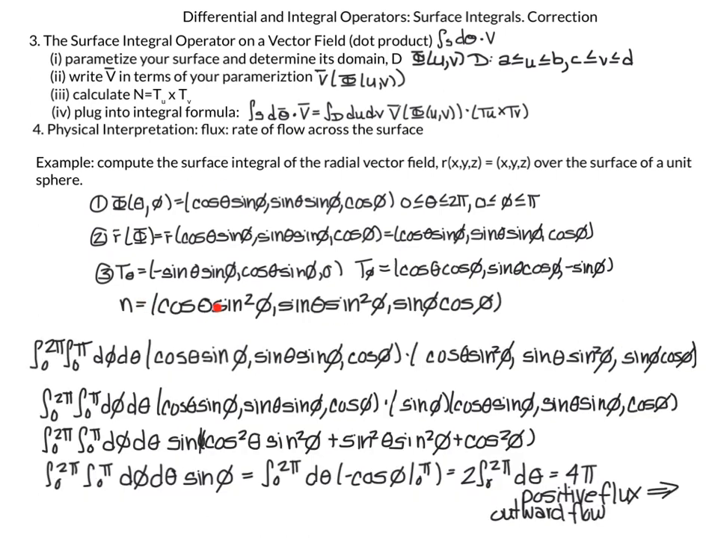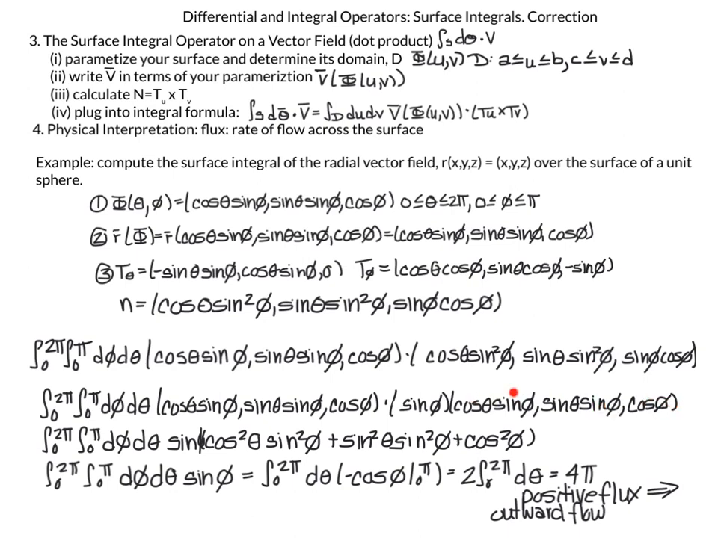Here I rewrote all the notes, including my positively oriented normal, and I plugged this into my surface integral. Here's my positively oriented normal, as well as my radial vector field composed with my parameterization of my sphere. I do my dot product. One other thing I did, just to simplify the integral later, and I should have done this before, but I didn't think of it until I was reworking this problem: I pulled out a factor of sine phi from my normal, so that I get sine phi times cosine theta sine phi, sine theta sine phi, and then cosine phi.